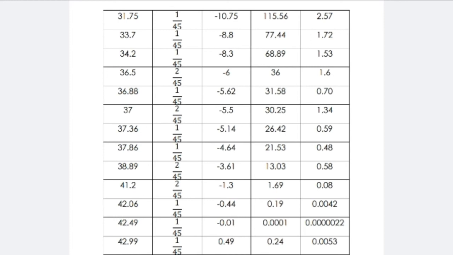The next sample mean is 42.99 hundredths and its probability is 1/45. 42.99 minus 42.5 is 0.49 and the square of 0.49 is 0.24. The probability 1 of 45 times 0.24 is 0.53 10,000ths.